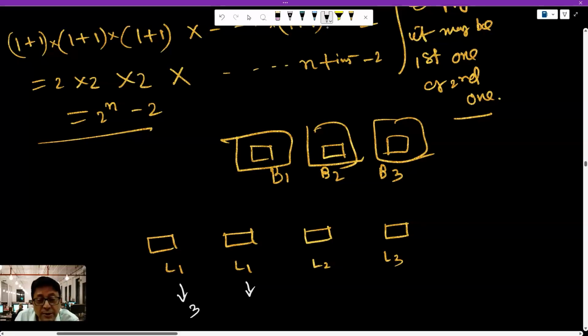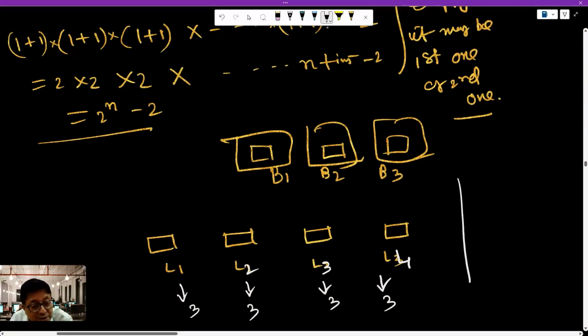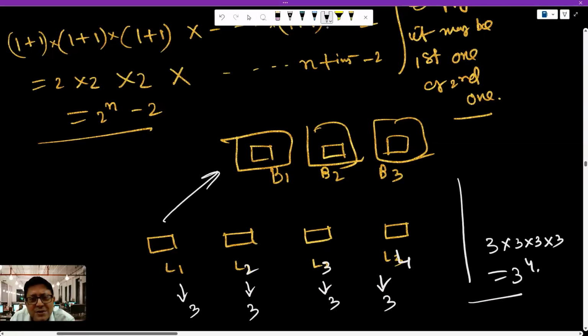For this letter, it has 3 choices: box 1 or box 2 or box 3. For the second letter, how many choices? 3 choices. This one 3, this one 3. So how many ways can letters be posted into the boxes? 3, 3, 3, 3. That is 3 to the power 4. One simple application. This everyone needs to know in this society.